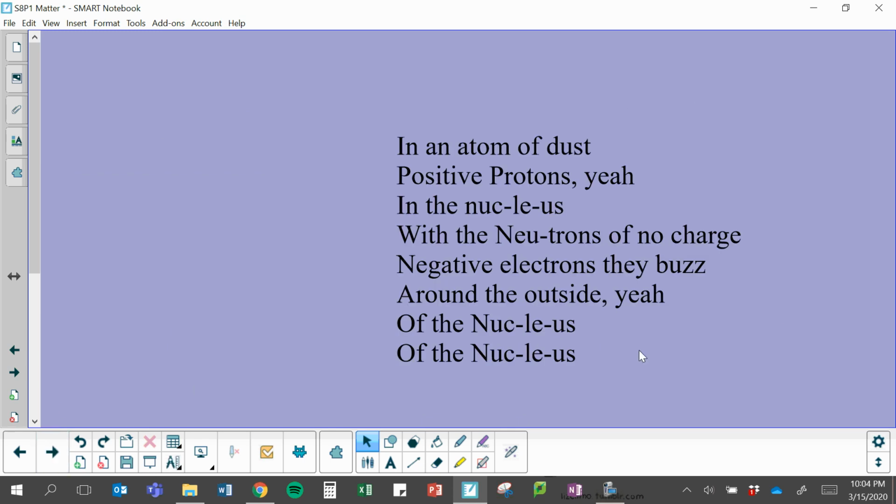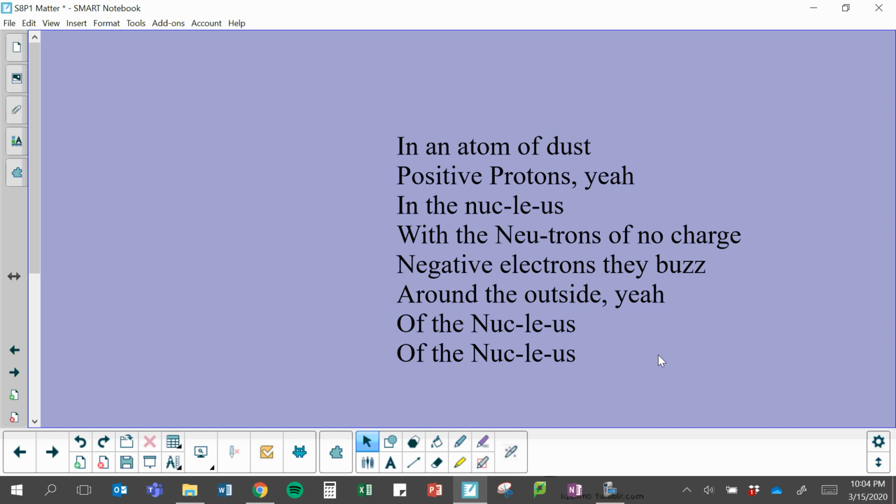In an atom of dust, positive protons, yeah, in the nucleus, with the neutrons of no charge, negative electrons they buzz, around the outside, yeah, of the nucleus, of the nucleus.